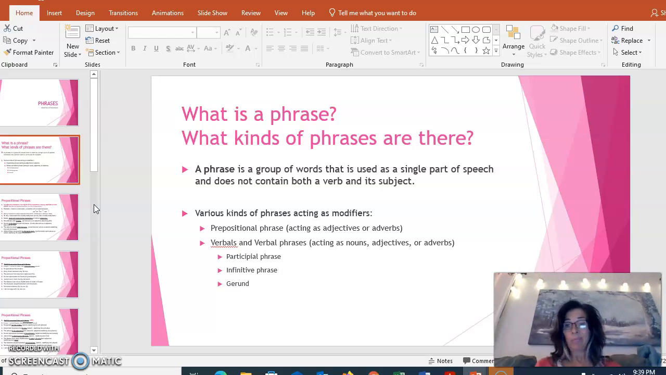Most of them pretty much act as modifiers, just like when you have adjectives and adverbs that act as a modifier, right? Like an adjective describes or modifies a noun or pronoun. Like she has long hair, right? Long is an adjective that describes hair. She has brown hair. Brown is an adjective that describes hair. Phrases can do the same thing. An entire phrase can modify a noun.